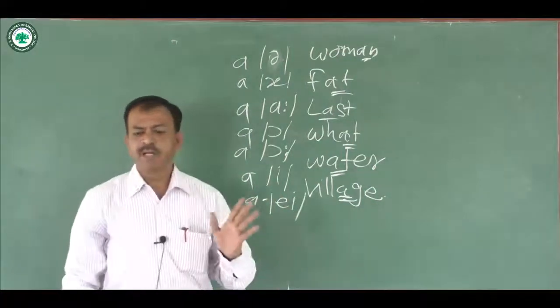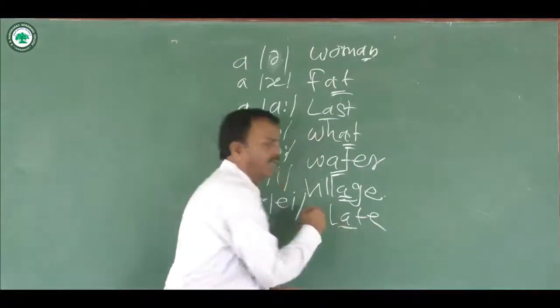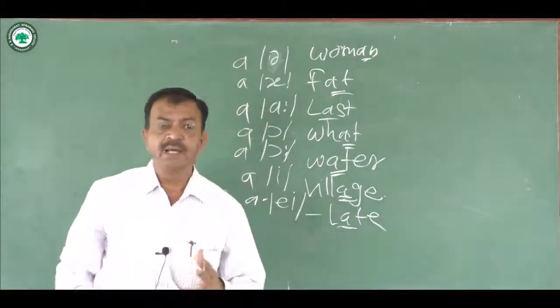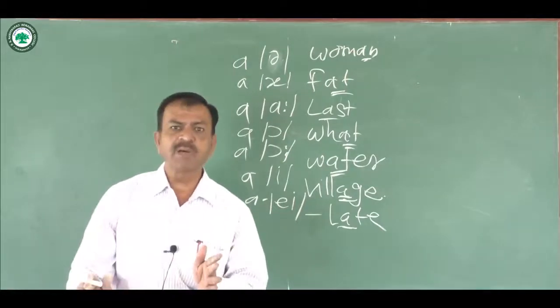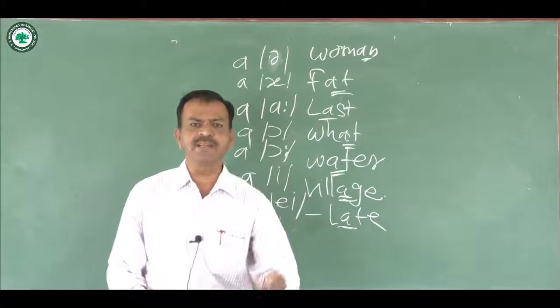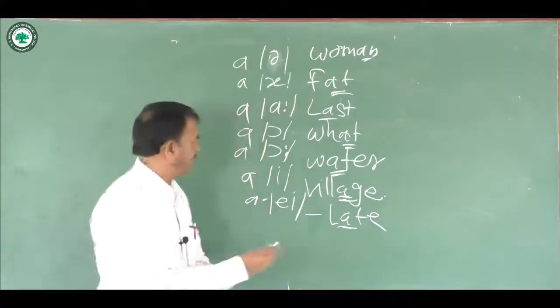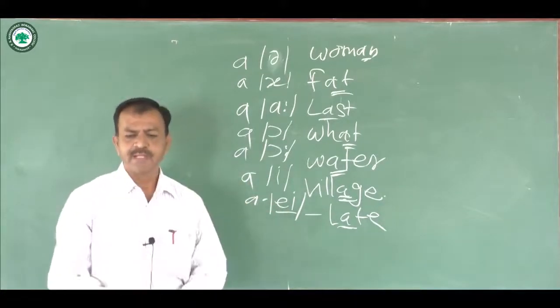So here, for example, in the word "just" we pronounce it as "late". Okay, but the correct pronunciation of this word is "late". Late means here A is pronounced as A. So this is A-E.